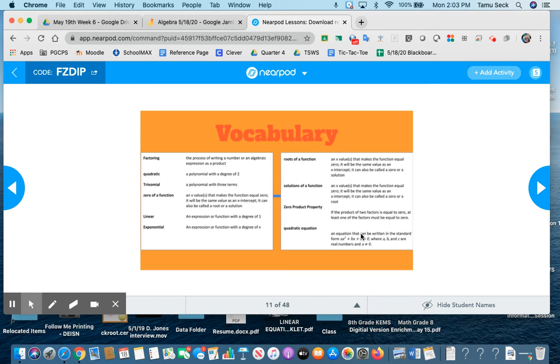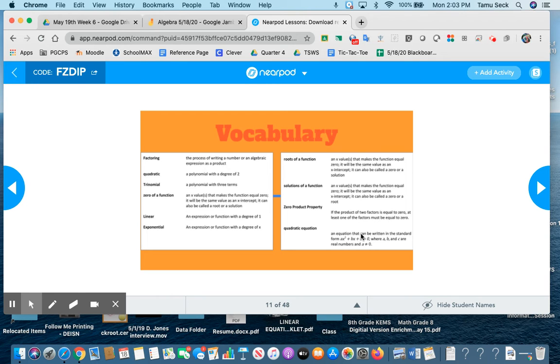Okay, we're going to review how to use FOIL. Some vocabulary we're going to talk about is factoring. Quadratic is when you have x to the second power. Trinomial is when you have three terms. The zero of a function is when the whole trinomial is equal to 0.